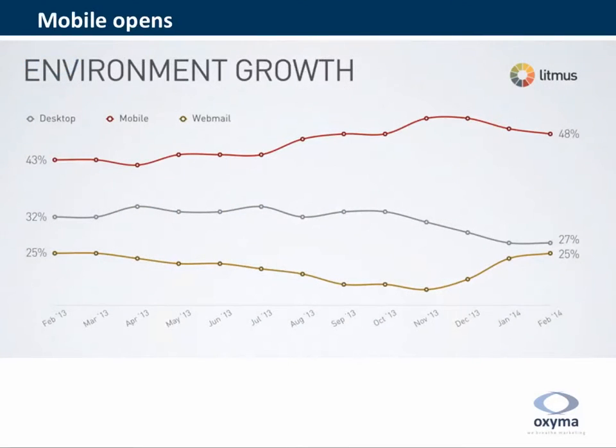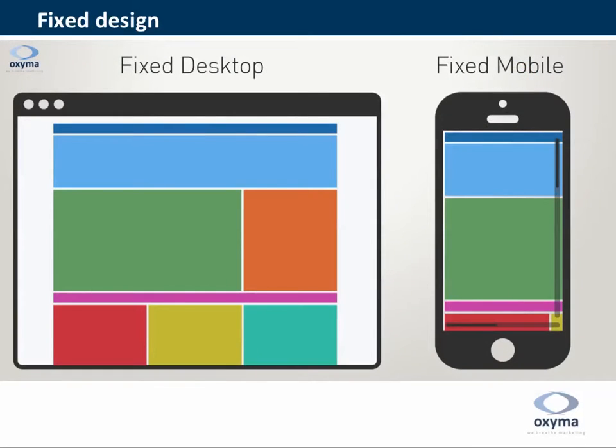Before we go into the different types of design, we also have to look at why. If you look at this graph, you can see that mobile is definitely far and away the top performer as to where your email or website is being read. Much higher percentage open than webmail or desktop. So let's jump right away into the different types.